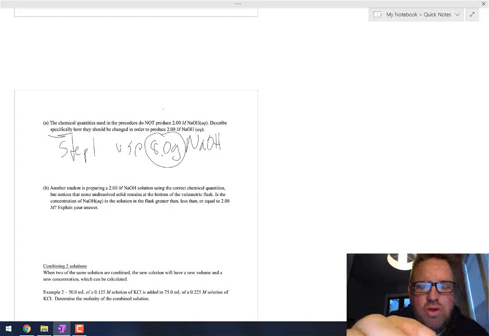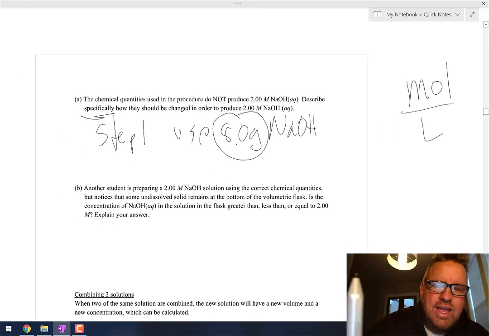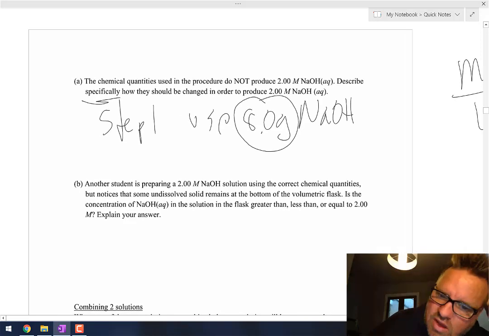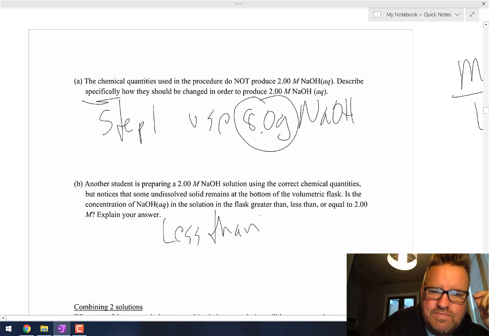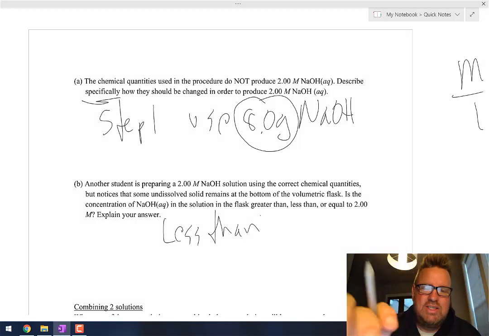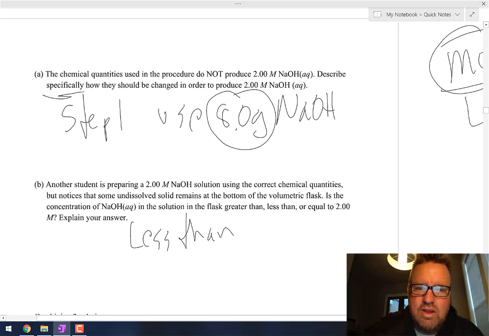To get to 2 molar, you have the correct volume, but you don't have the correct number of moles of the solute. So it's moles over liters. And again, to get that to be correct, you would have to have all 8 of those dissolved. So therefore, it is less than. And again, you would describe that by saying that because not all of the NaOH is dissolved, the concentration must be less than 2 molar. The moles of the solute is less than what it should be.